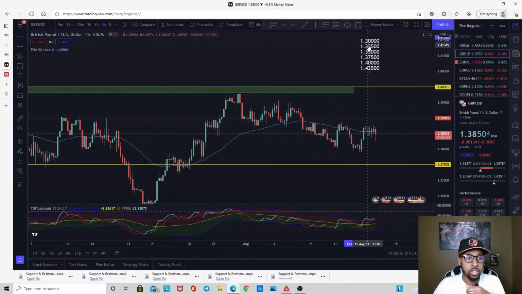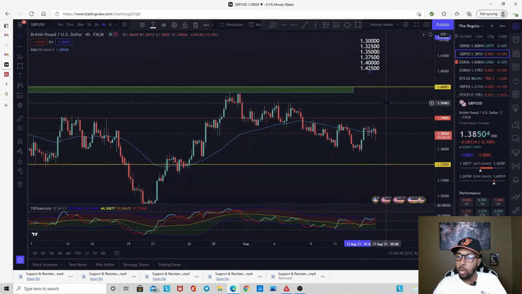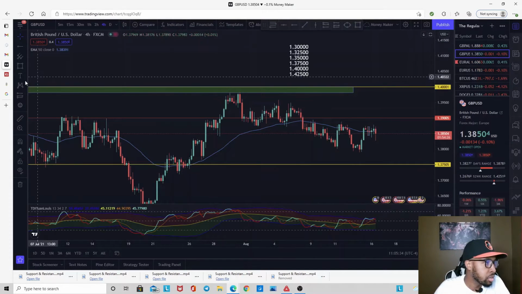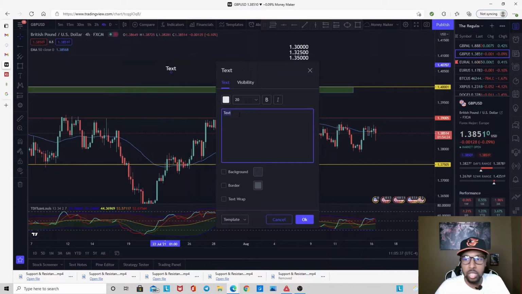These are like the main ones. These are like the holy grails right here. And then we get more in depth with it by looking at basically all whole numbers. So start at 1.3 even, then you go to 1.31 even, and then 1.32 even, then 1.33 even, and so on and so forth. It just keeps going.